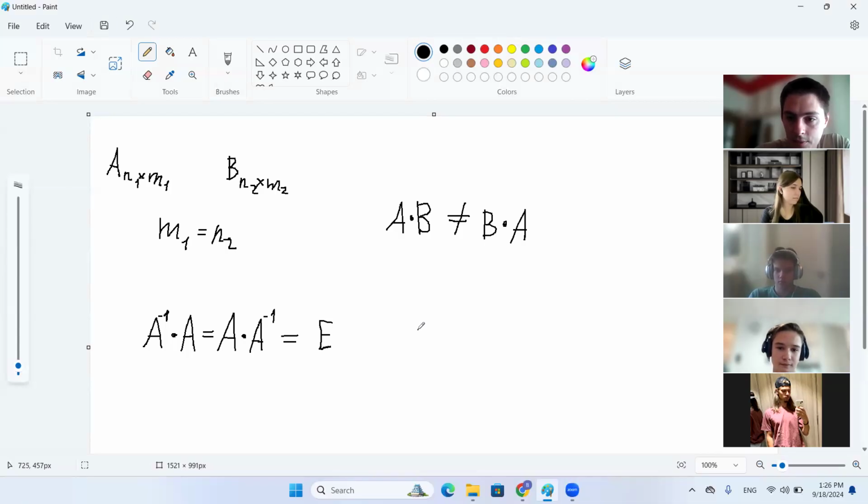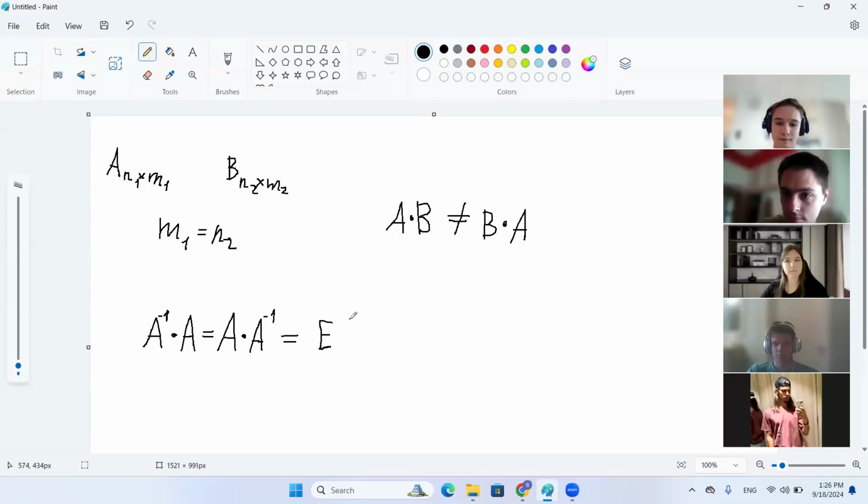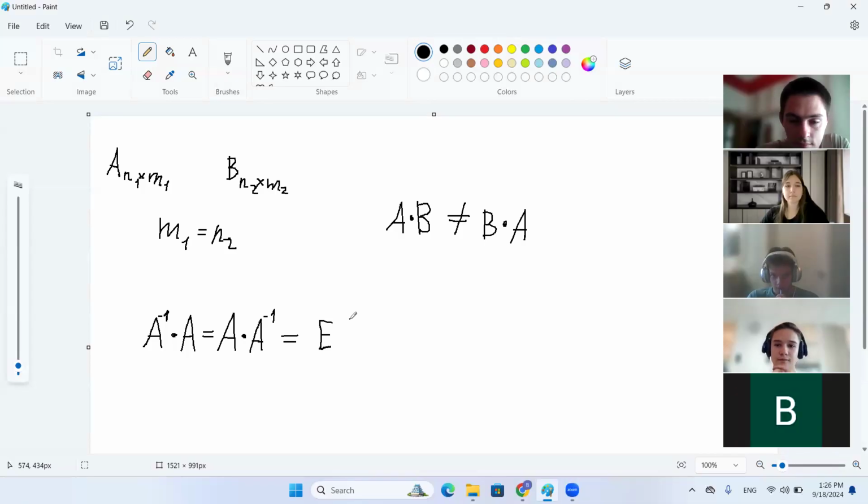Okay, and you said something about transposing a matrix. So what does it mean actually? Who can answer? Valeria? It means we should swap rows with columns. Correct. And also the question, can we transpose only a square matrix or any?